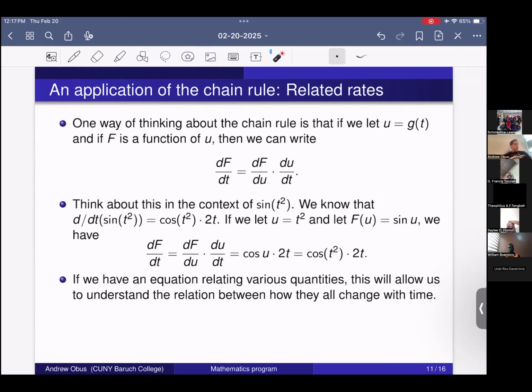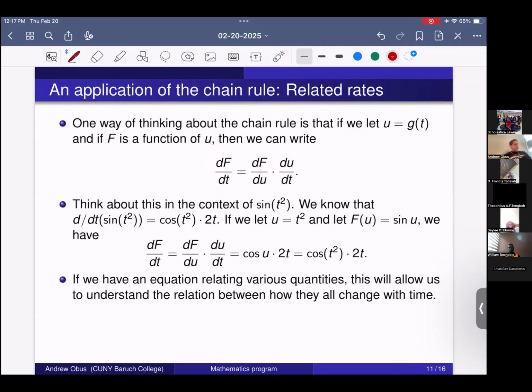I want to talk about another way of thinking about the chain rule, where our main variable is time rather than x. So I'm going to call it t instead of x. One way of thinking about the chain rule is that if we let u be g of t and capital F is a function of u, then the derivative of F with respect to t is the derivative of F with respect to u times the derivative of u with respect to t.